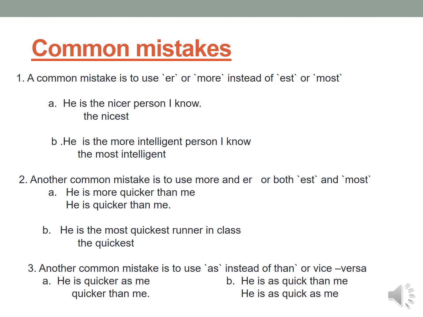Another common mistake is to use as instead of than or vice versa. Like what? We can't say he is quicker as me, but he is quicker than me. We can't say he is as quick than me, but he is as quick as me.